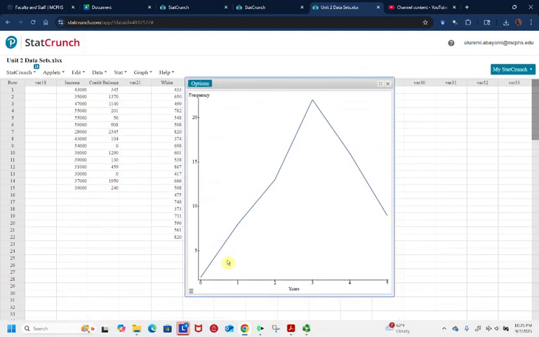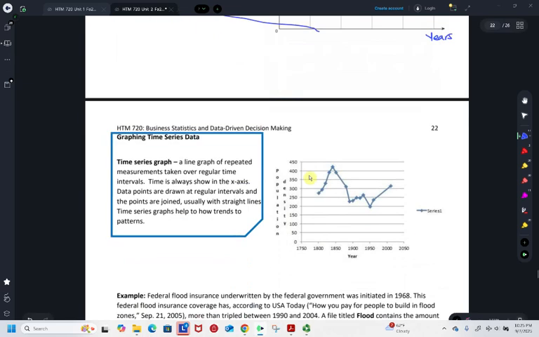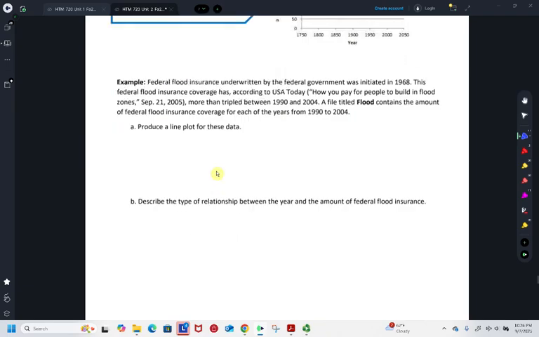And I can see the line graph, which shows me that the majority of the people we interviewed have not bought a mattress in the last 3 years. So that is crucial. And that draws the line graph, which is a very good graphical display for data that is based on time and that can be ordered. Here's another example showing that line graphs, namely time series graphs, can be very useful in illustrating trends in time series data.